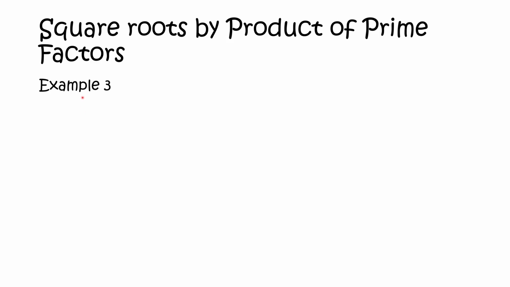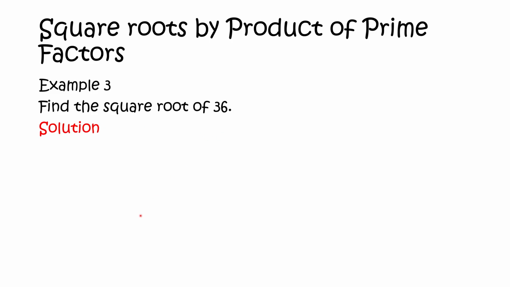Let's look at example 3. Find the square root of 36. Now, we start by finding the prime factors of 36. But if you don't remember, make sure you click on that video in the description and find out how we get the product of prime factors. So with that, we are going to proceed.